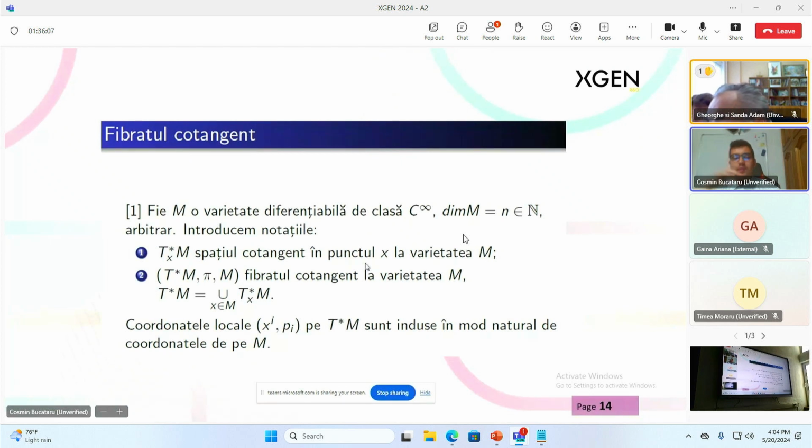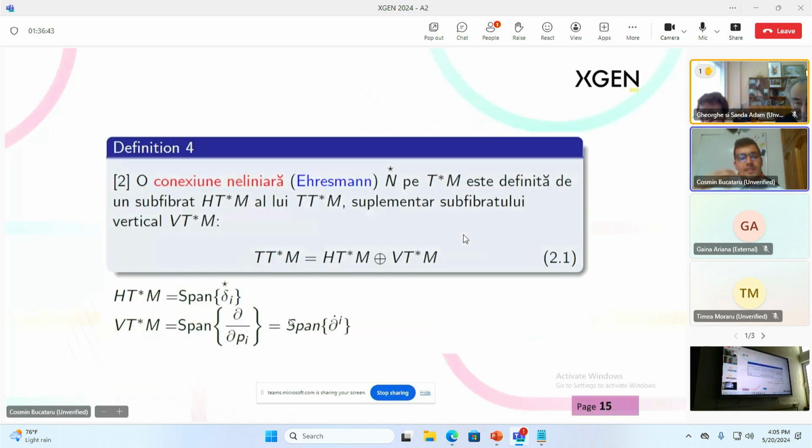Now I will skip some details of the demonstrations, just the important stuff I want to present. So I want to present the notion of the cotangent bundle, where the difference is that we use the cotangent space denoted by T_x^*M, and T^*M is the disjoint union of these cotangent spaces. The big difference is that when we use local coordinates, they are naturally induced by the coordinates of M, but the second coordinates are the momenta, not the speed. In the same way, we can introduce a nonlinear Ehresmann connection, and this is the new concept, which we denote by N^*.